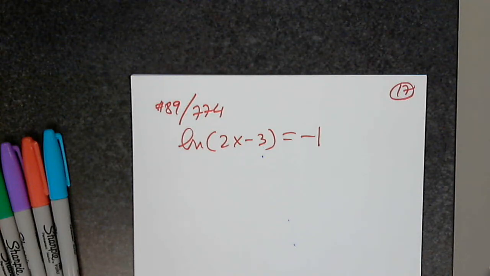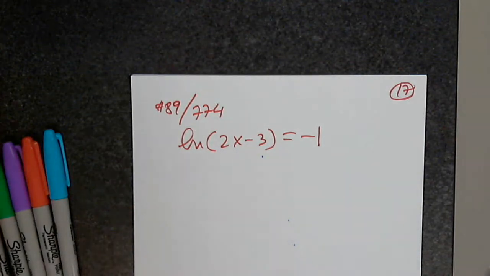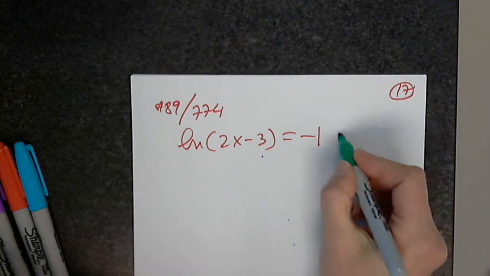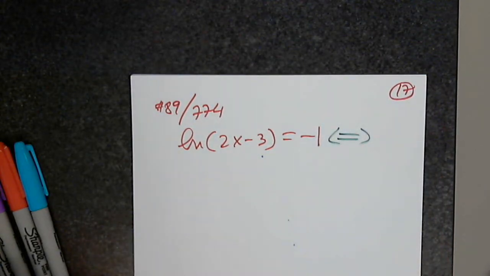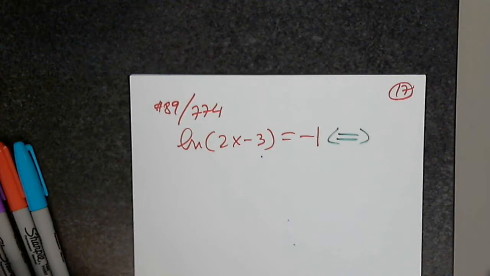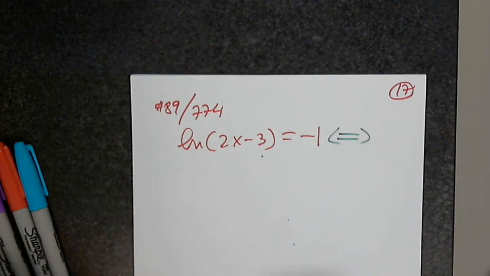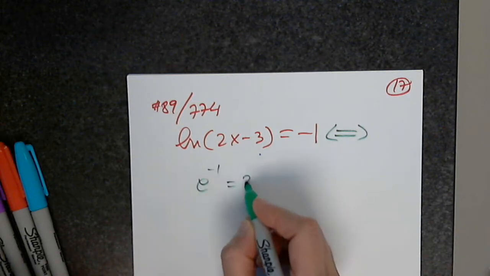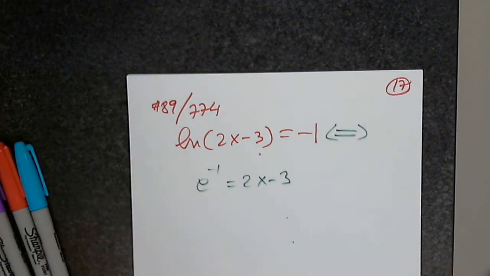Okay, good. How do I solve this equation? It's a log equation, and my only chance is to change it into an exponential. What is the base of log? Ln. That's log. Base e. Yes. E raised to -1 equals this. E raised to -1 equals 2x minus 3.